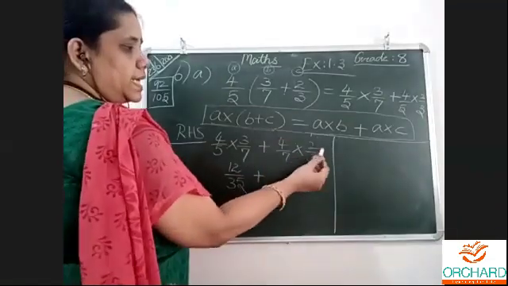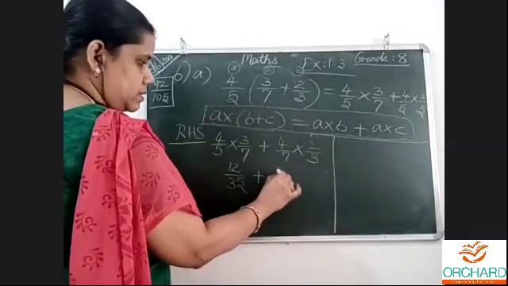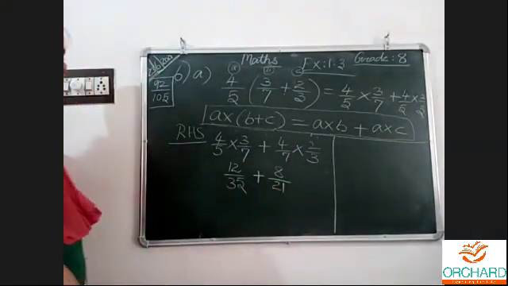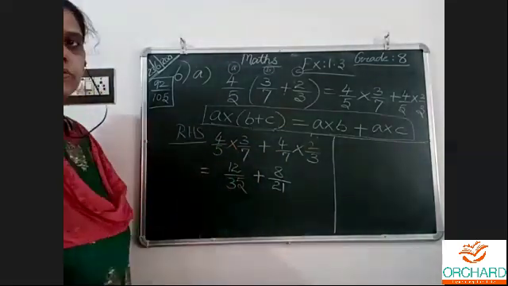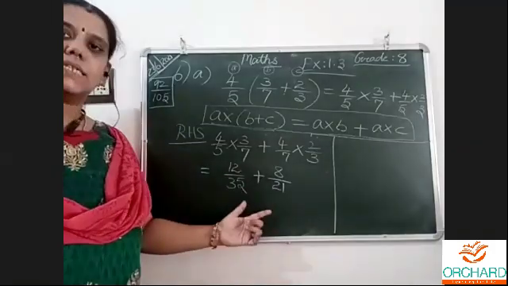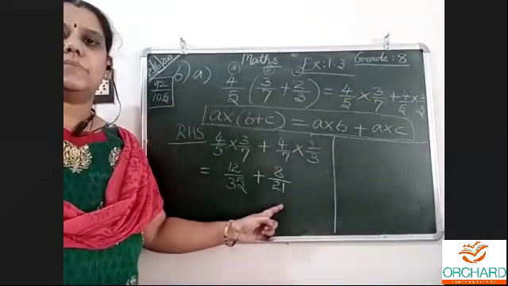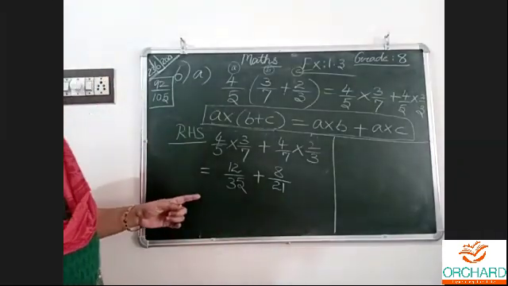Again, 4 and 3 cannot do. 2 and 7 cannot do. 4 and 7 cannot do. 4 2s are 8, 7 3s are 21. Direct multiplication. Now we cannot do any cancelling, for this uneven, uncommon denominator. So, LCM of these two numbers.